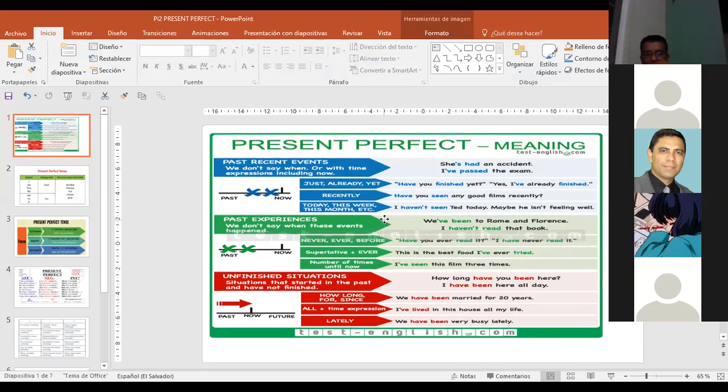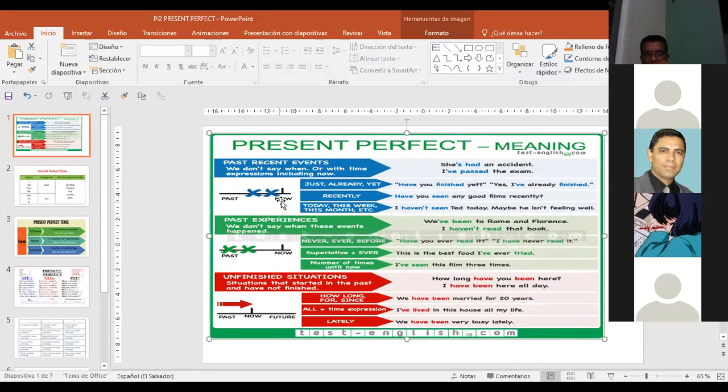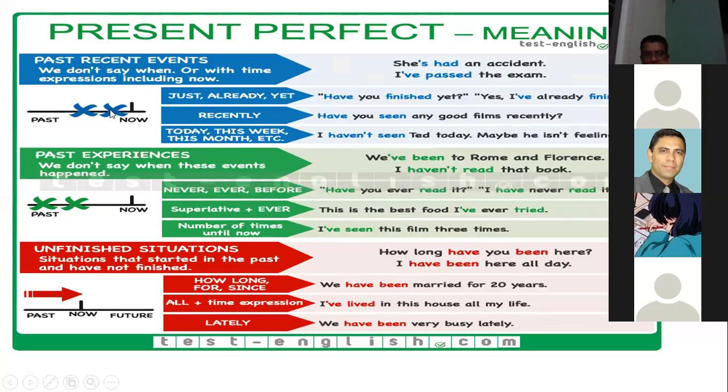Entonces, vean cómo va la gráfica. Son eventos del pasado, ¿verdad? Donde están las dos X. Son eventos del pasado, pero un pasado bien reciente. Al día de, a now, ¿verdad? A este día. But I can use also the present perfect to talk about past experiences. We don't say when these events happen, okay? And use the words never, ever, before, and also the superlative plus ever. And sometimes we use a number of times until now.